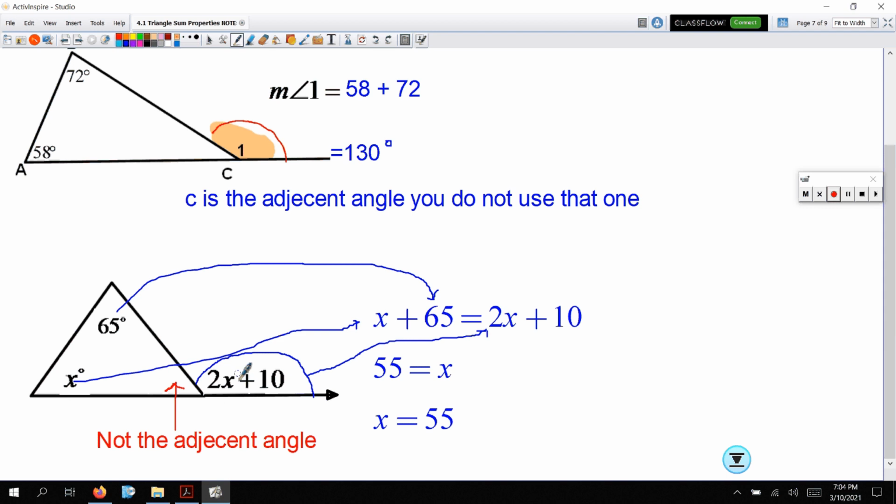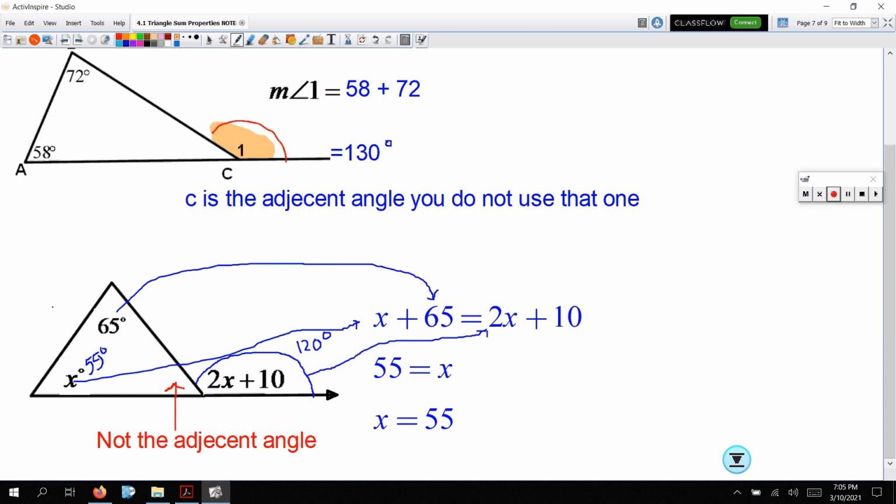This exterior angle is 2x plus 10. So I simply add the two non-adjacent angles together. I made my equation right here. X plus 65 equals 2x plus 10. Solve for x. X equals 55. If I plug that in here, right, this is 55 degrees. 55 plus 65 is 120, right? So this exterior angle is 120 degrees.